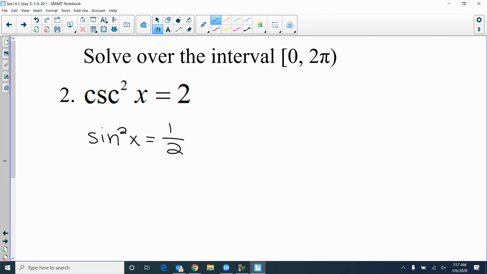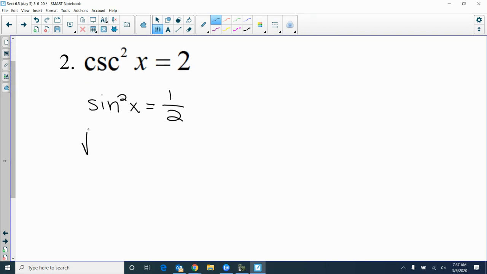All right, what do you do with anything squared? Like you've got x squared equals 9 or x squared equals 16, you take the what? The square root. So we're going to do the same thing. We take the square root. So square root of sine squared x equals plus or minus square root of 1/2. That's going to be important because you still got to do that. It's going to be positive or negative. Well, square root of sine squared is just sine of x. All right, plus or minus square root of 1/2.